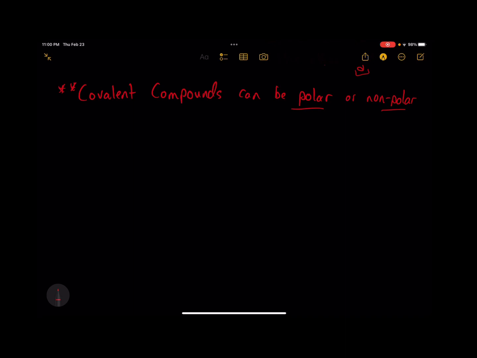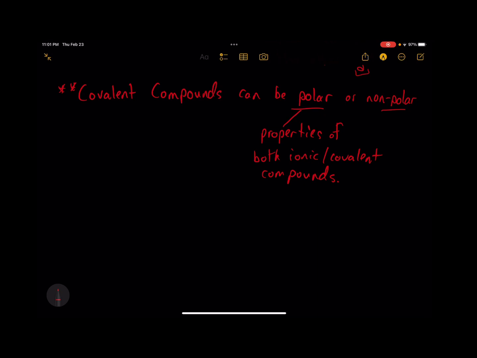So covalent compounds can be polar or non-polar. It really just depends on what the electrons are doing. And polar compounds, which again, the electron isn't transferred, but it's unevenly shared, are going to have properties that are similar to both, you could say, ionic and covalent compounds, because they're really kind of in the middle between the two.